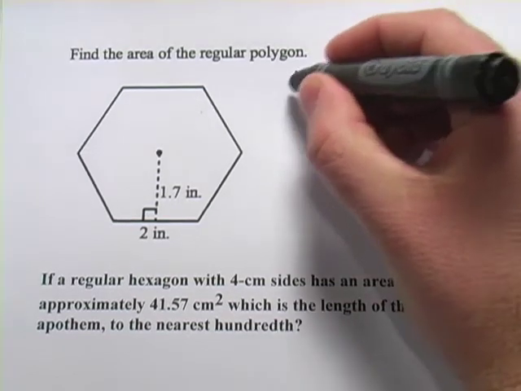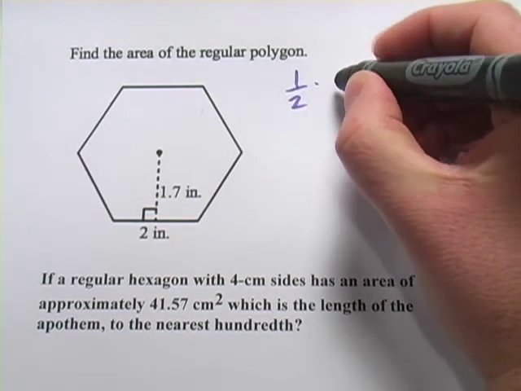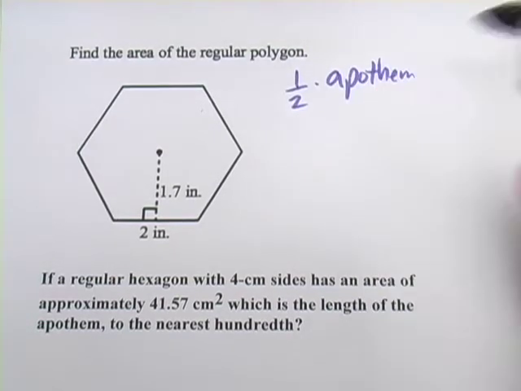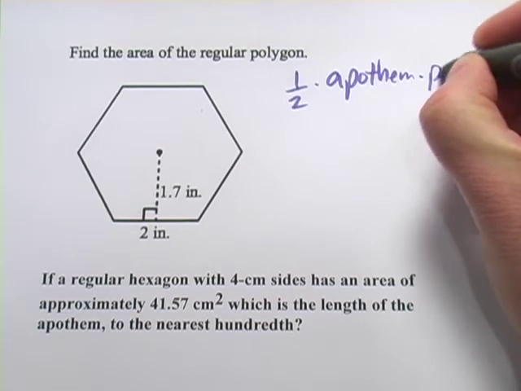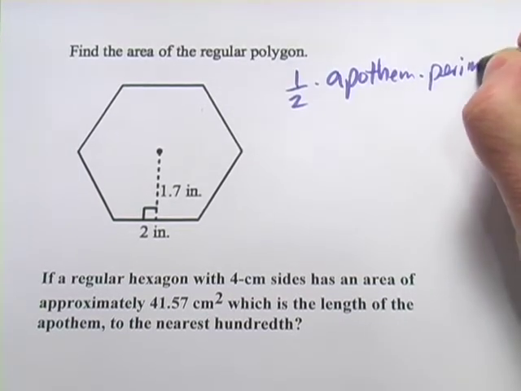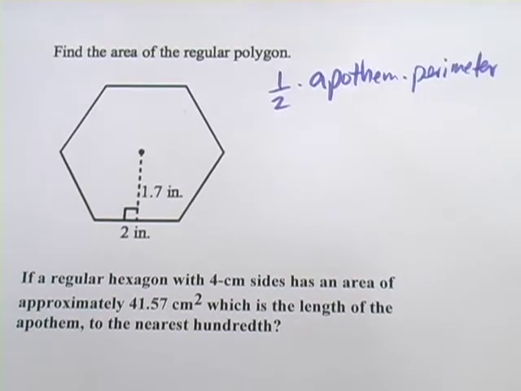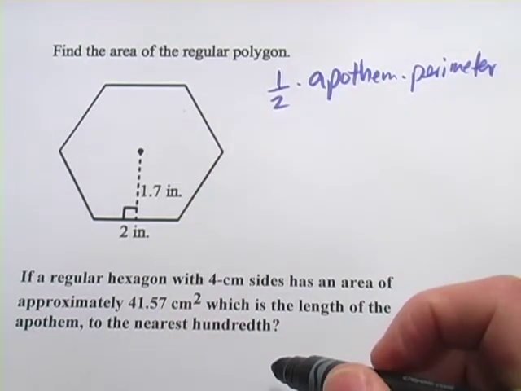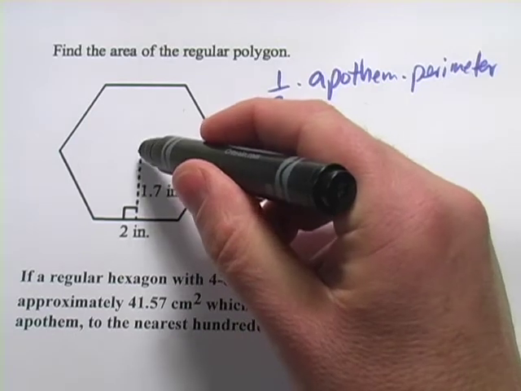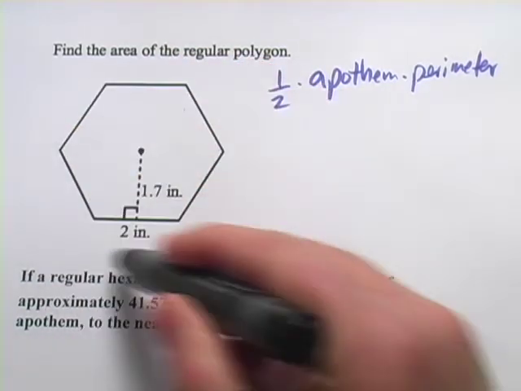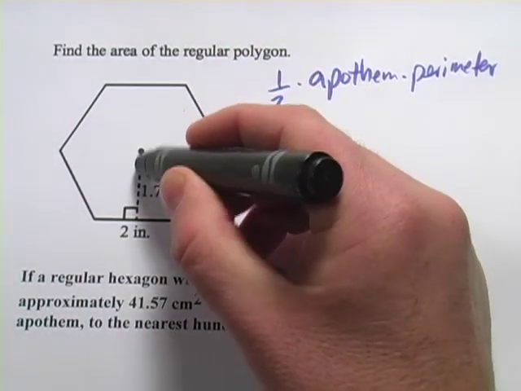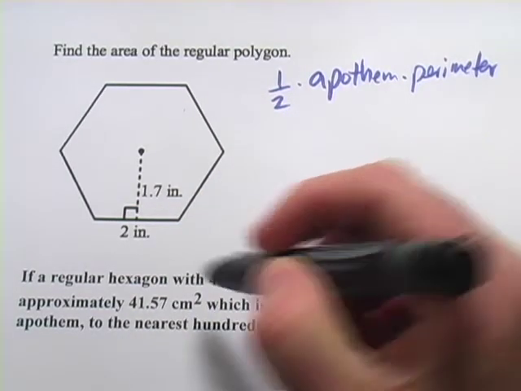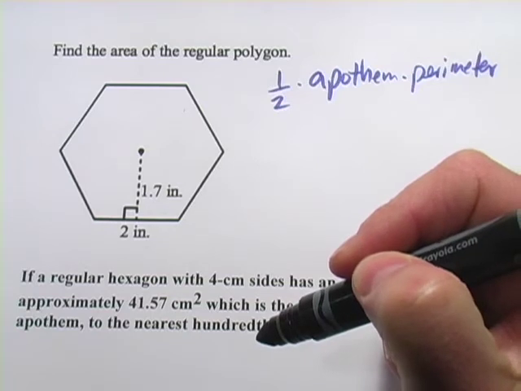The formula is 1/2 times the apothem, which may be a new term, and we'll talk about what that is, times the perimeter. So the distance around the outside. The apothem is this line that you see drawn in right here. It's actually a line from the center of an inscribed circle. So if you had a circle here and you go into the exact center and then dropped a line down perpendicular to the side of your regular polygon, you're going to get the apothem.